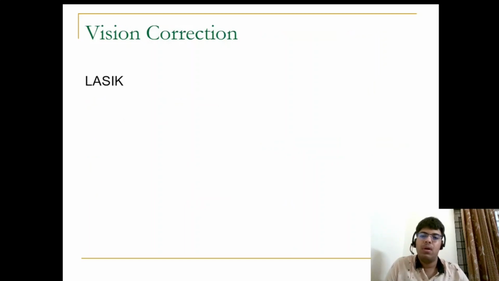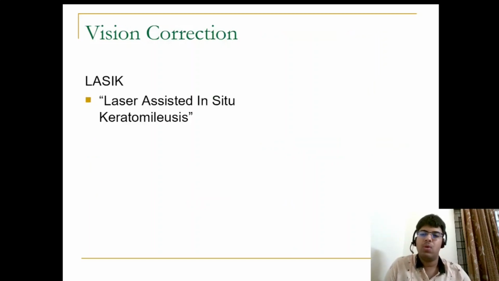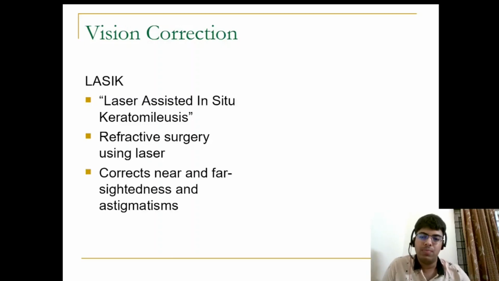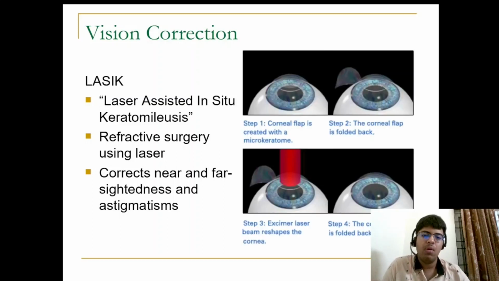Next is LASIK. It is also called laser assisted in situ keratomileusis. It is a refractive surgery using lasers. It corrects near and far sightedness along with astigmatism. This is how it is done.